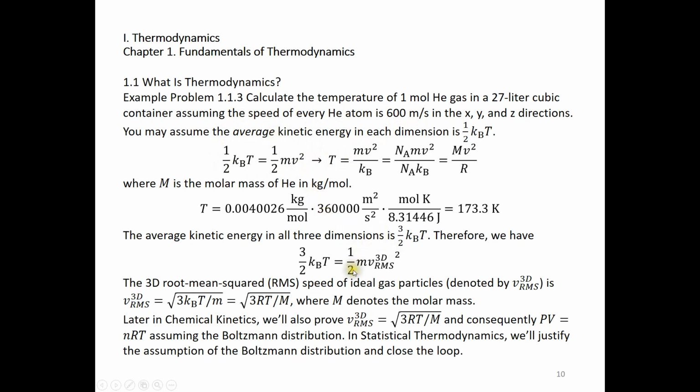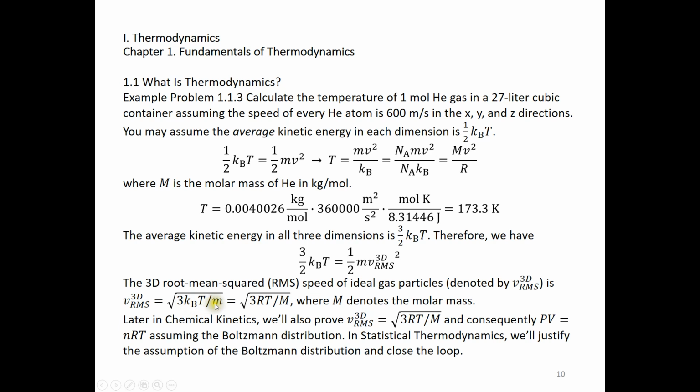All right. So in general, we have this on average, the 3-dimensional kinetic energy of a gas particle is 3/2 kBT. We'll prove this in chemical kinetics, but for now we'll just use this formula, and we can see that we can compute the 3-dimensional root mean squared speed for those ideal gas particles such as helium using this equation. Again, this is three-dimensional. That's why you see a 3 here.